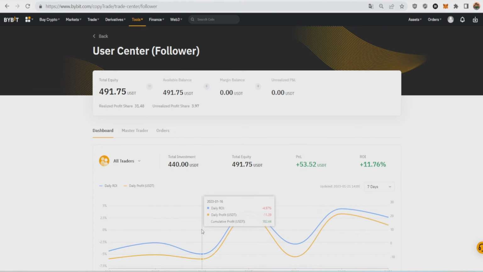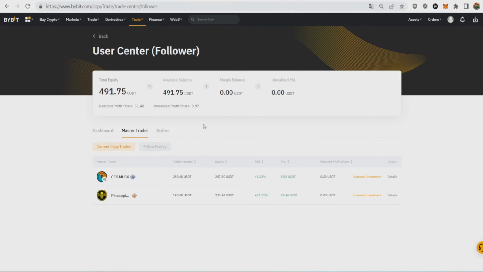As you can see, I started making money on the 17th. So like 4 days I made already $53 or 11%. This is the total money. This is the money after fees and profit sharing. So already making $53 after 4 days, guys.